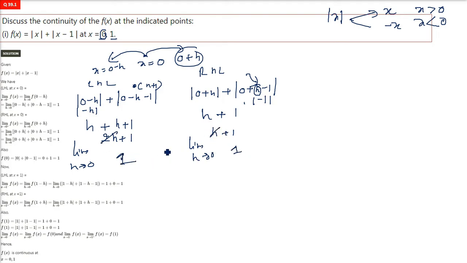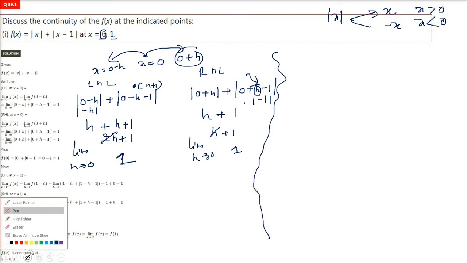So left hand limit and right hand limit, they both are coming as same at x equals to 0. Now you can put 0 at that point also, because you need to have the value of the function at x equal to 0 also coming as 1, and you can just verify it.